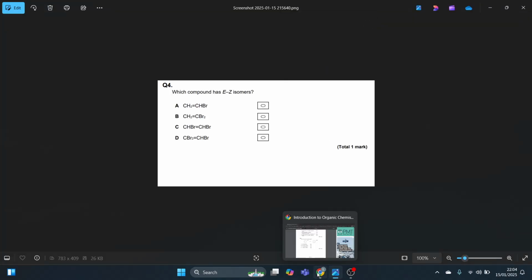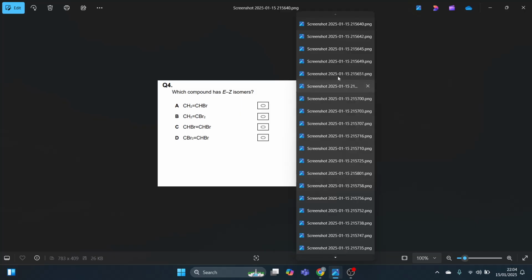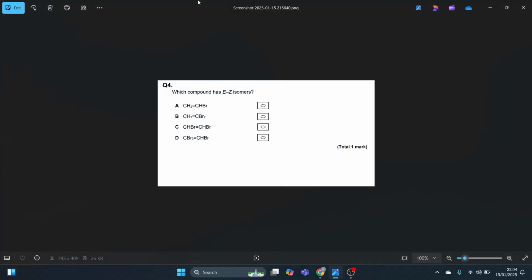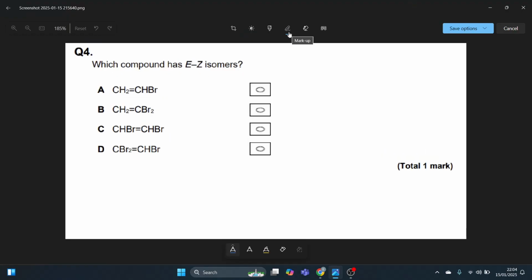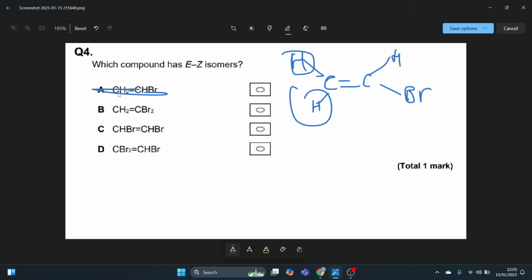Question 4. Which compound has EZ isomers? I really like this question because it's just testing your knowledge on this. Obviously, each of the 2 carbons has to have 2 different functional groups attached to it. Now, if I look at A, CH2 and then HBr, these 2 are the same functional groups. Therefore, it's not going to show EZ isomers. It doesn't have EZ isomers.